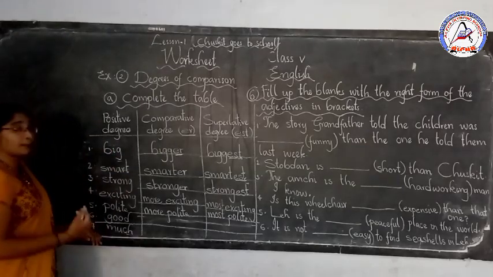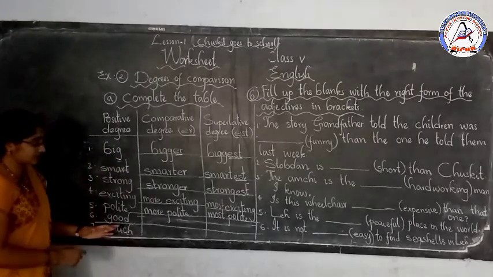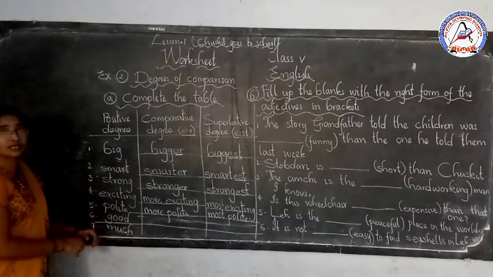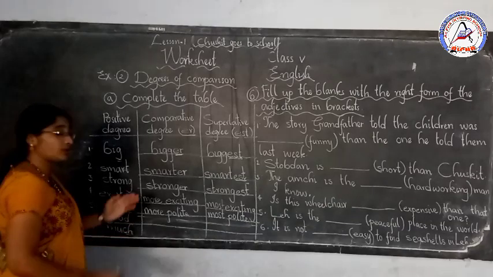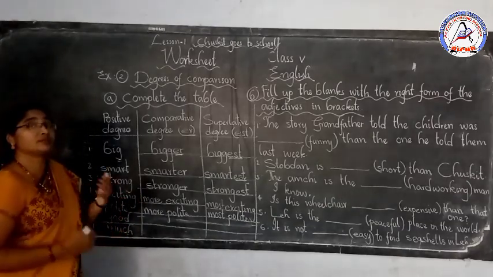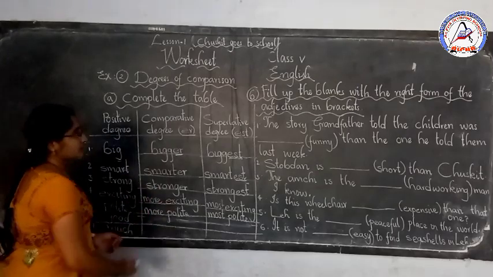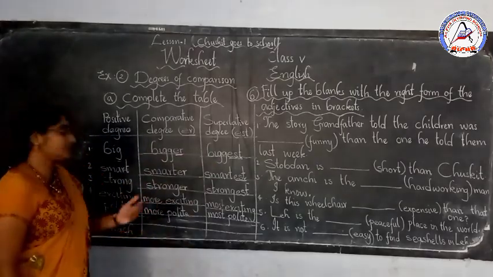Now let us see some irregular. See what is the word given here? Good. Is this regular or irregular? Yes, it is irregular. So what are irregular adjectives? They will be totally different. Positive will be different, comparative will be different, and superlative also will be different.